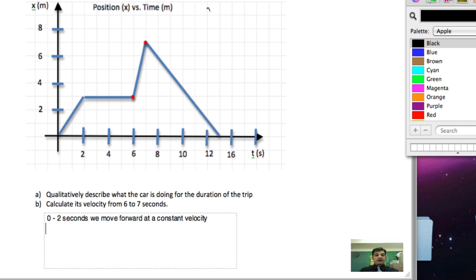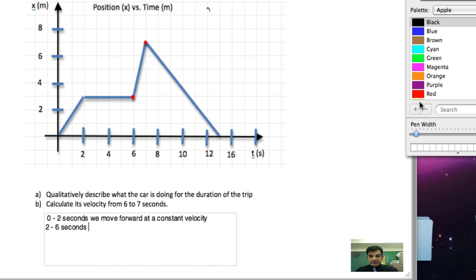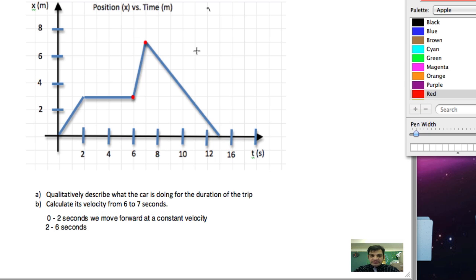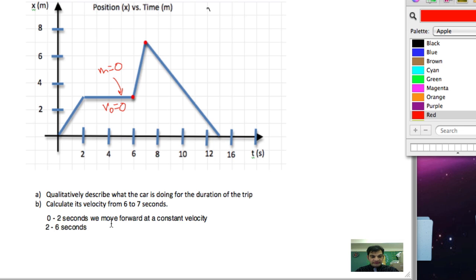Then from 2 to 6 seconds, if you notice, this is actually very tricky. I don't want to change this. So from 2 to 6 seconds, this is very interesting when you actually look at this right here. We notice the slope is 0. When we have a 0 slope, because the line's flat, that means we have no velocity here. So what that means is that from 2 to 6 seconds, in fact, what's happening is we don't move.